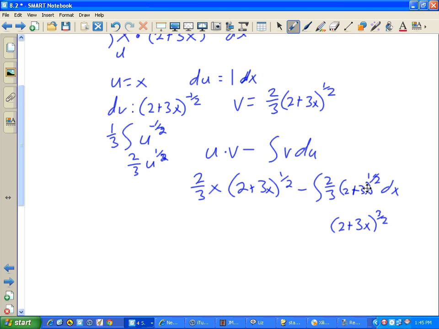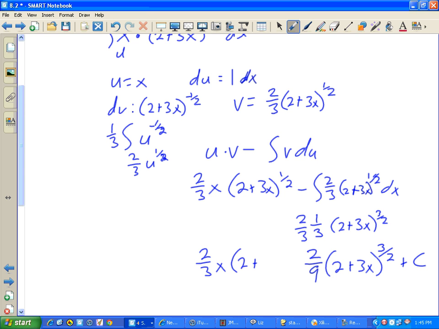The derivative of my u is 3, so I'm going to need another 1/3 out in front here to get my du. So I'm going to have 1/3 along with the 2/3 that's already there. So I'm going to have 2/9, 2 plus 3x to the 3/2 plus c. Don't forget to bring down your uv. 2/3 x, 2 plus 3x to the 1/2, and this is minus. That's your derivative.